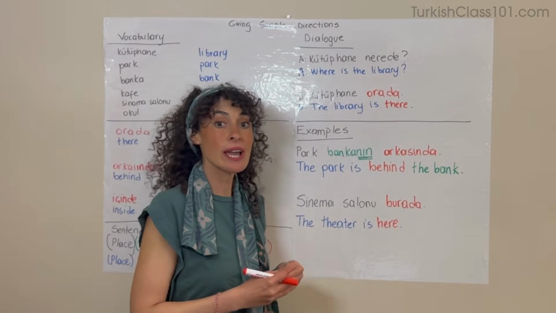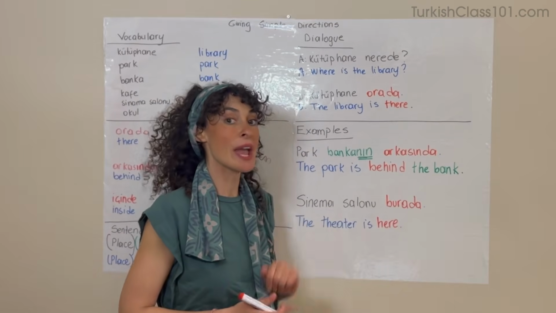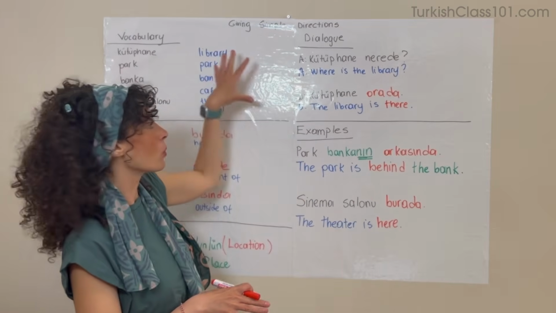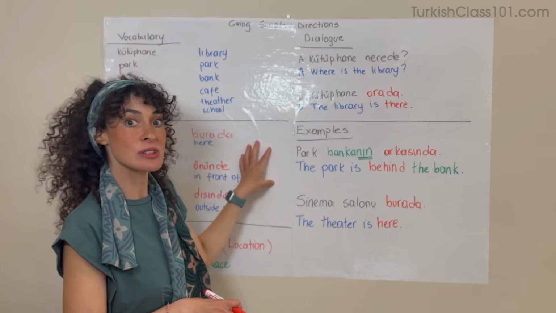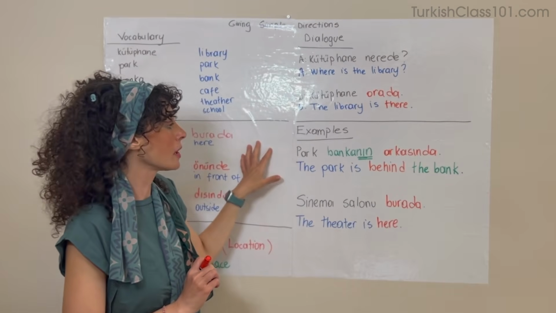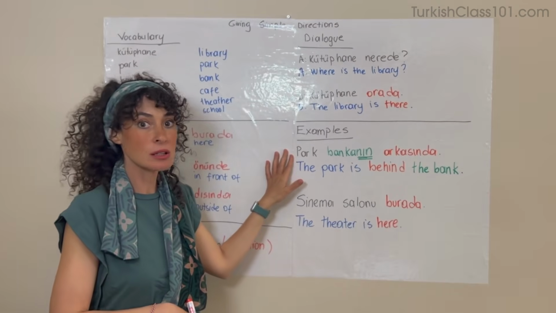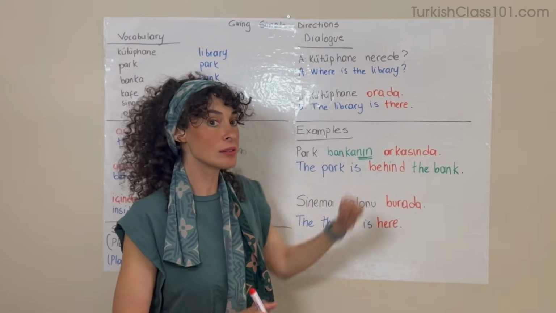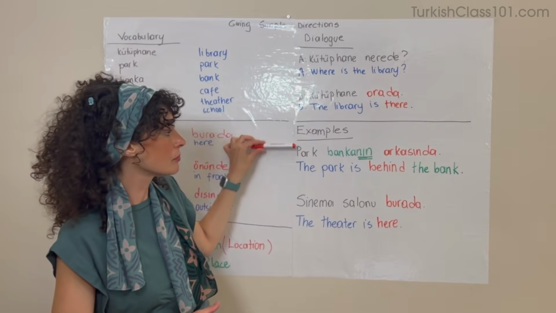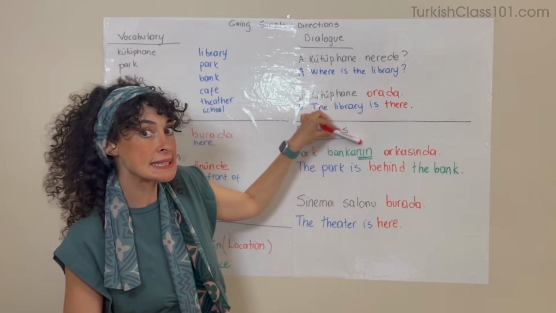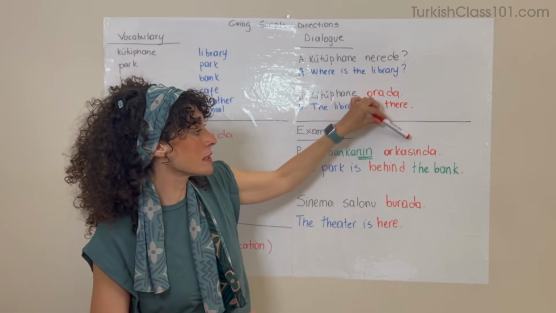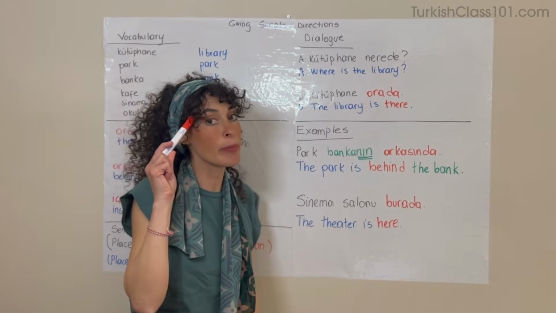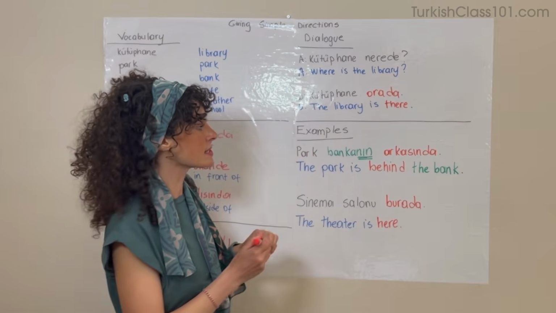Okay, let's look at our other two examples and again, let's try to find our vocabulary and prepositional vocabulary, okay? Park, bankanın arkasında. I want you to look at this part and remember this suffix here.